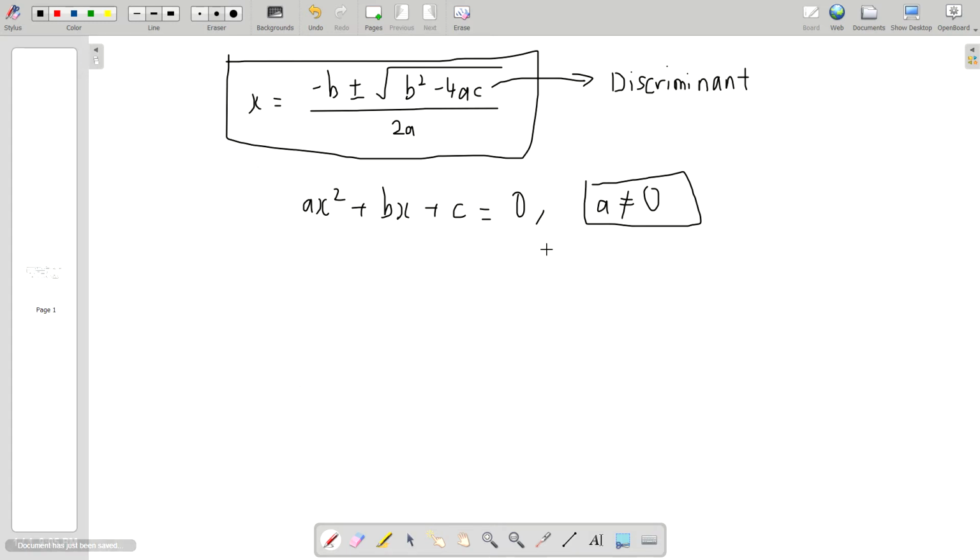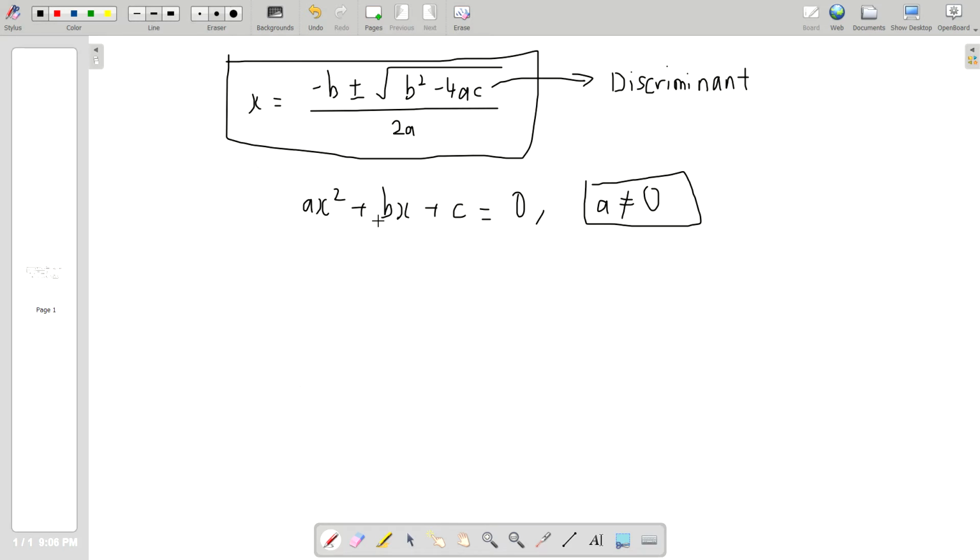Secondly, and this makes more sense if you don't look at the formula, if a was 0, then this would turn into a linear equation. Imagine if this thing was gone and you were left with this. This would just be a linear equation, and we know how to solve linear equations, so it's not really that interesting anymore. And also, we don't even need the quadratic formula if it was a linear equation. So for the sake of simplicity, we're just going to make sure a is not 0 to make sure that it is a quadratic equation.